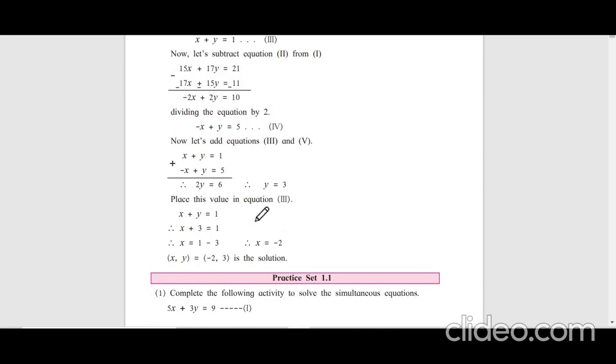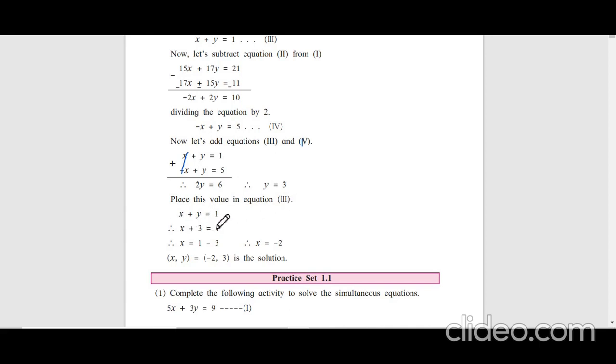So again simplify, dividing the entire equation by 2. तो क्या आएगा? Minus x plus y, and 2 5s are 10 है तो 5, right? This is the fourth equation. Now let us add third and fourth equation. ये actually fourth होना चाहिए था, यहाँ पे fifth लिखा है, printing error. So third और fourth equation को वापस से हम plus करेंगे तो ये x कट हो गया. Y plus y 2y, 1 plus 5 is 6. So y का वैल्यू क्या आएगा? 3 आएगा.